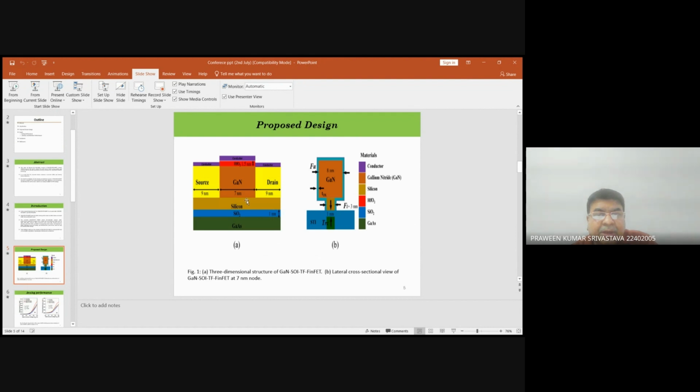This is the proposed design. This is the gallium nitride. Channel dimension is 7 nanometers. There is a source and a drain. Silicon on SiO2, so it is an SOI gallium nitride FinFET, because at the base it is truncated. So why is it a truncated FinFET? Truncated means that from the base side its dimension is very small, so that at the gallium nitride SOI interface it gives a better result as compared to all other types of FinFET.